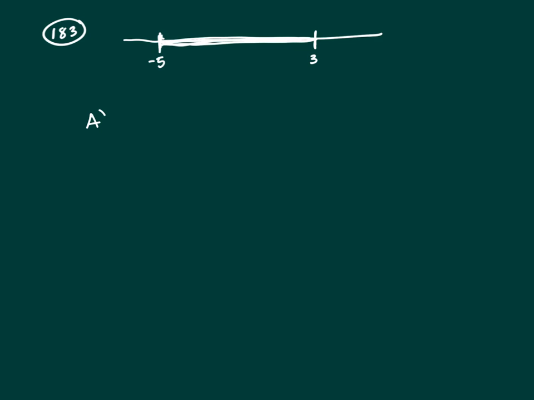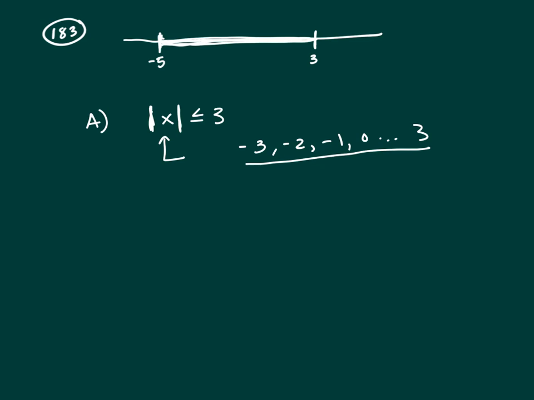So like answer A is absolute value of x is less than or equal to 3. And absolute value, of course, is a positive distance a number is from 0. What numbers could you plug in here that would be a true statement? Meaning the absolute value of what number is less than or equal to 3? Wouldn't that be -3, -2, -1, 0, up to 3? Once you took the absolute value of all these, you'd be less than or equal to 3.